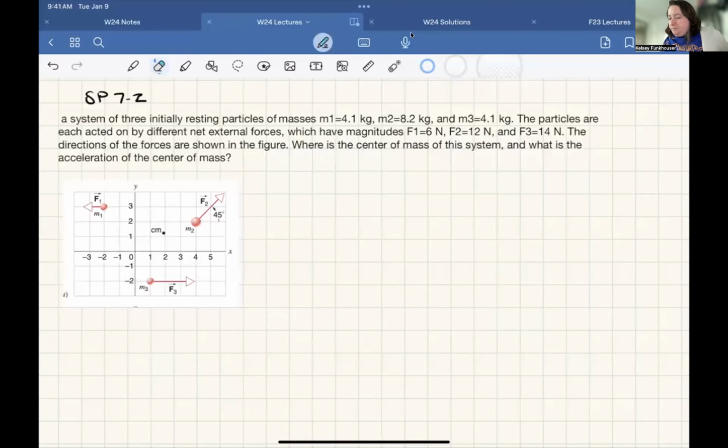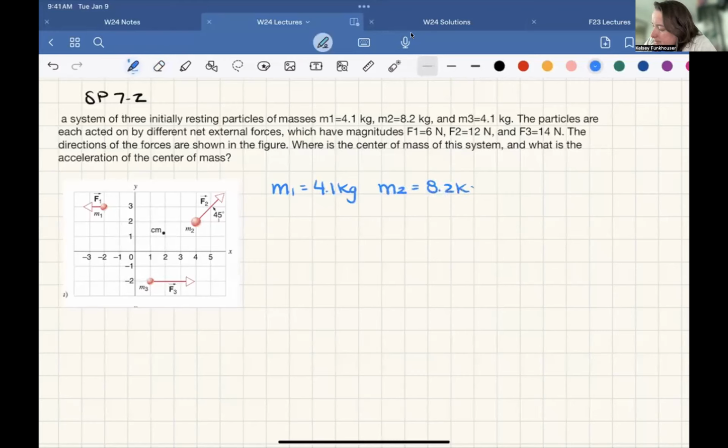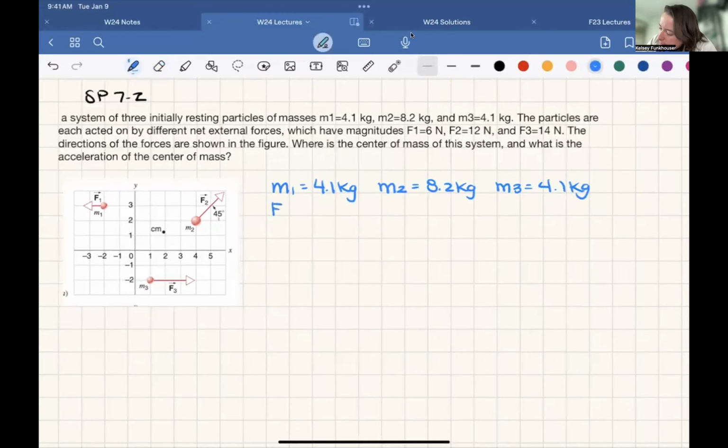Okay, so our 3 particles. Let's write down what we know. Mass 1 equals 4.1 kilograms. Mass 2 is 8.2 kilograms, and mass 3 is also 4.1 kilograms. And then our net external forces: force 1 is 6 newtons in the negative i hat direction, which we can see from the diagram.